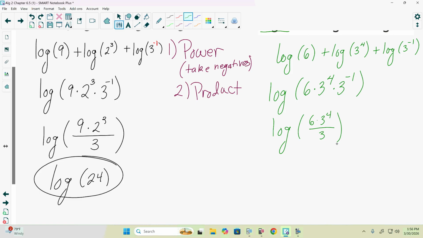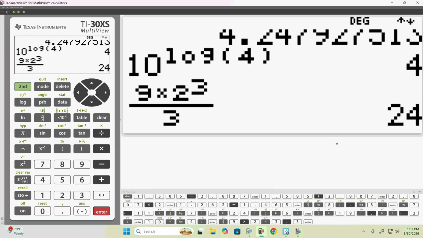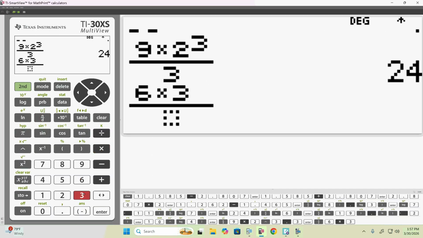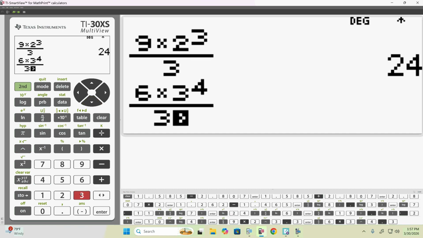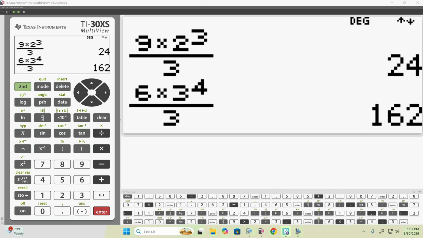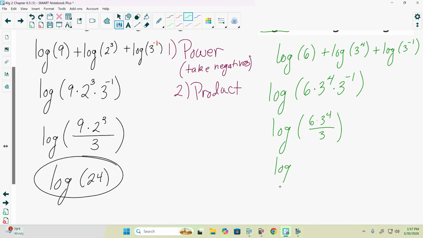Now, realistically, at this point, we could have actually just typed in 6 times 3 to the 4 times 3 to the negative 1 into the calculator. They're just numbers. It'll do that just fine. If it was variables, instead of 3 to the negative 1, it was x to the negative 1, we have these variables to the negative power. We do have to actually just move them ourselves. So it tells us it's log of 162.